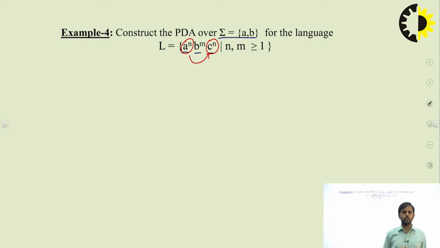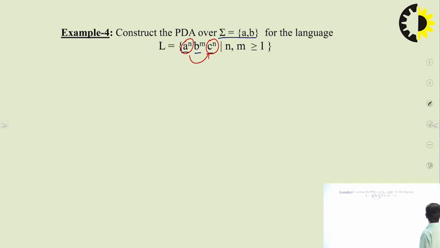When A comes, we keep on pushing A. When B comes, we skip B. When C comes, corresponding to 1 C, we pop out 1 A. When all C's are over, then in the stack there will be Z node, and this is language acceptance by final state. And if we pop out Z also, then this is language acceptance by empty stack.